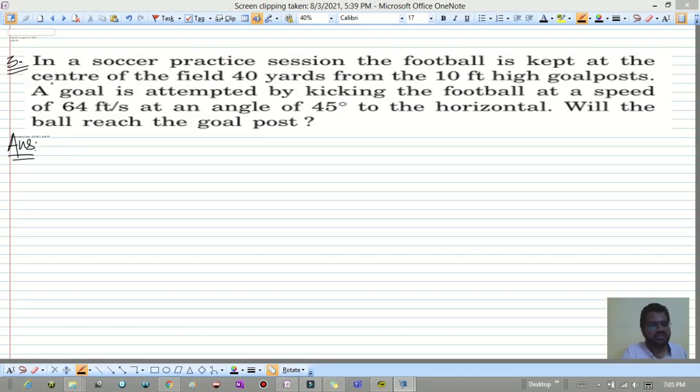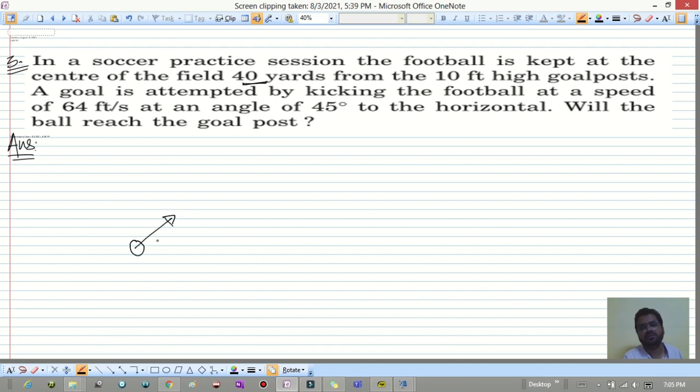Okay, so now this is the third question. As you can see, in a soccer practice session, the football is kept at the center of the field 40 yards from the 10 feet high goalposts. A goal is attempted by kicking the football at a speed of 64 feet per second at an angle of 45 degree to the horizontal. Will the ball reach the goalpost? Okay, so we have to calculate whether the ball reaches the goalpost or not.